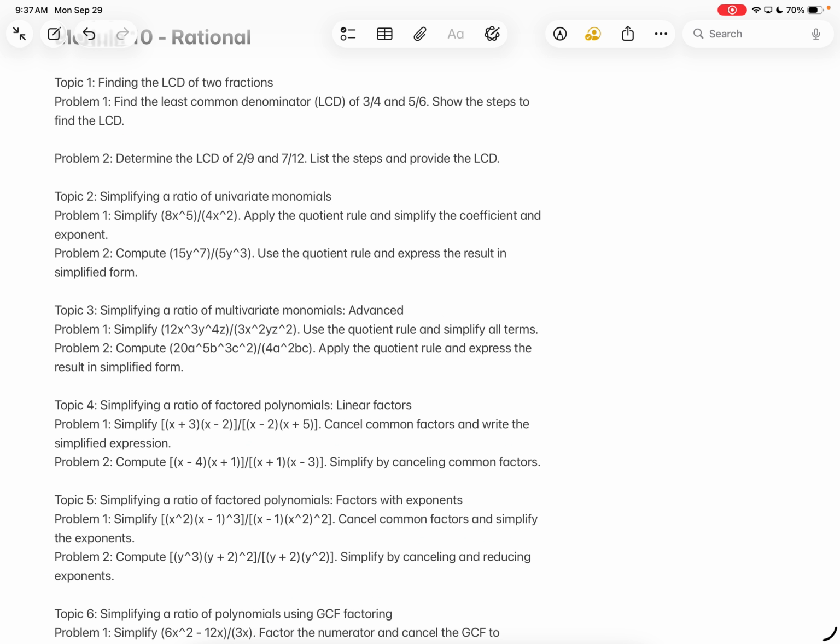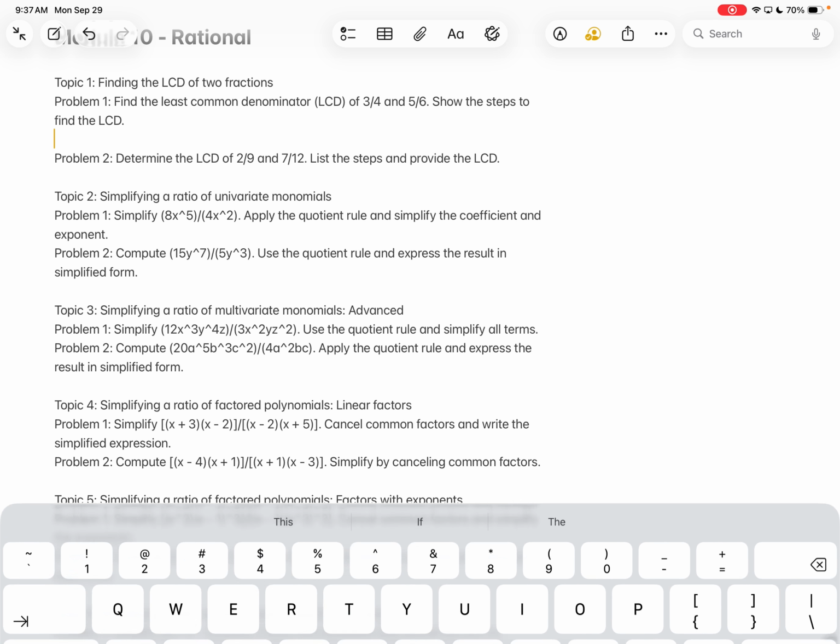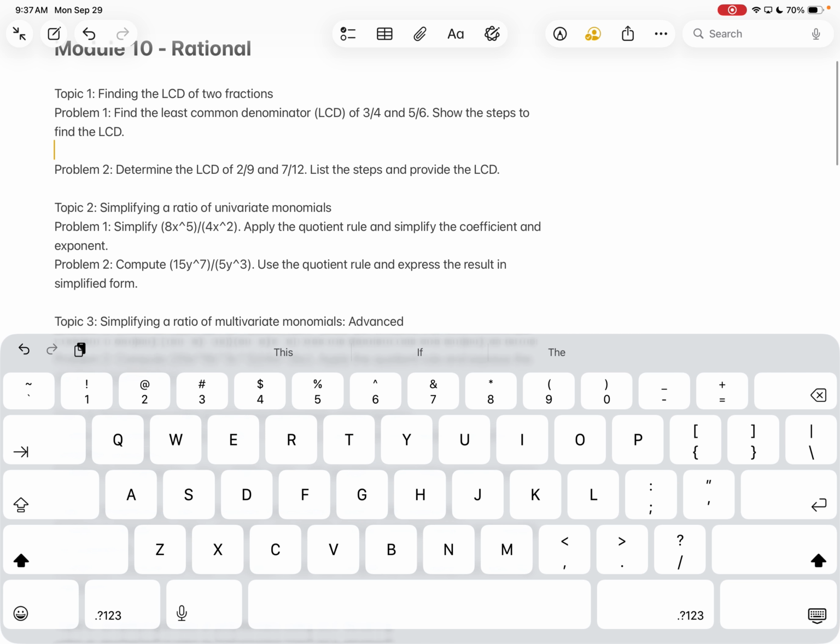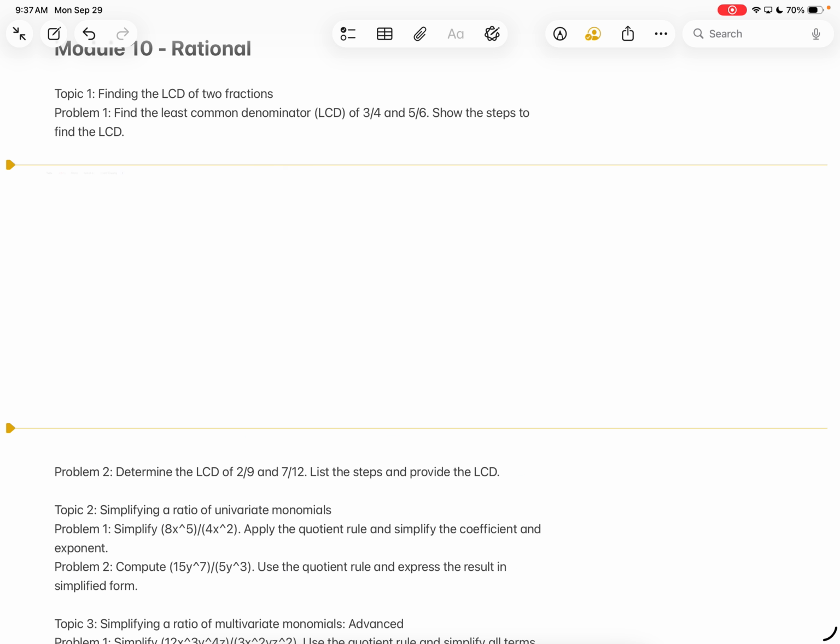All right, rationals. So rationals are just like big, scary-looking fractions, and they work the same way as fractions. The first thing we do is find the least common denominator, so between 3 and 4 and 5 and 6.